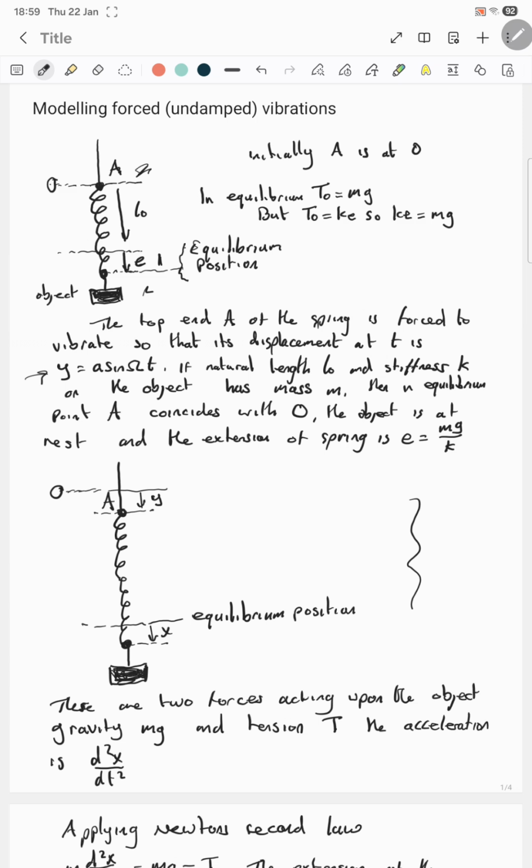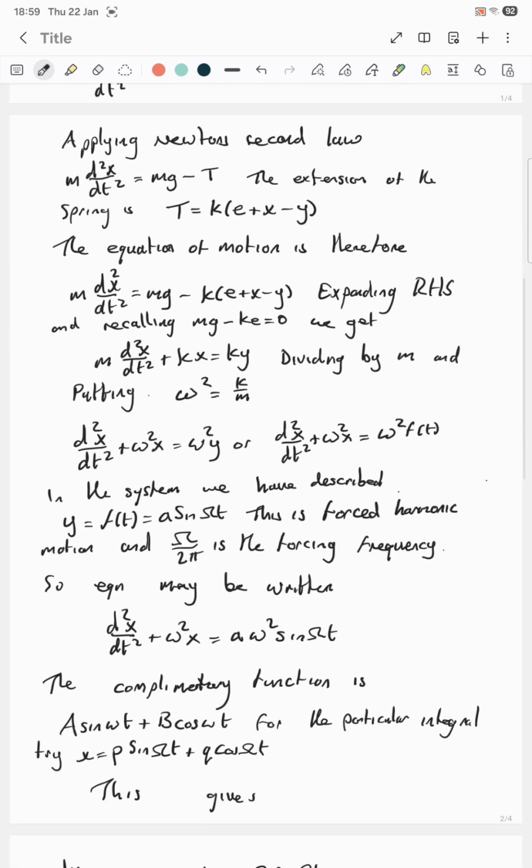There are two forces acting upon the object, gravity mg and tension. The acceleration is d squared x over dt squared. So applying Newton's second law, m multiplied by d squared x over dt squared equals mg minus T. The extension of the spring is T equals k times e plus x minus y. The equation of motion is therefore m d squared x over dt squared equals mg minus k(e plus x minus y). So I expand the right hand side and recall that mg minus ke equals 0.